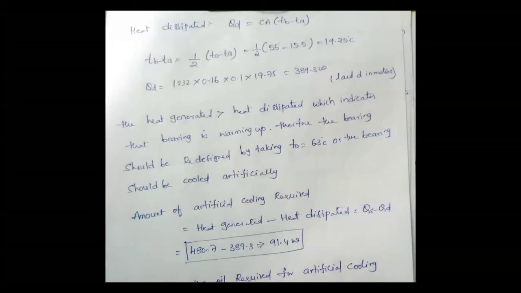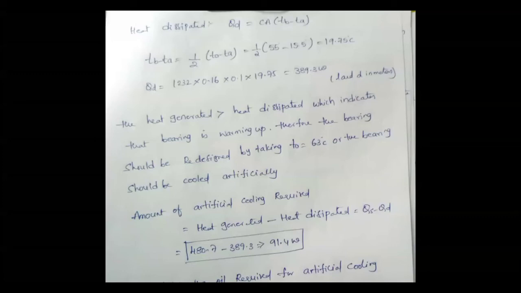389.3 watts. C value is the heat dissipation coefficient. So the answer for the heat dissipation is 389.3 watts. Okay? Now you have to observe these two relations.